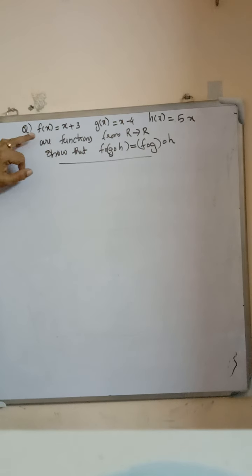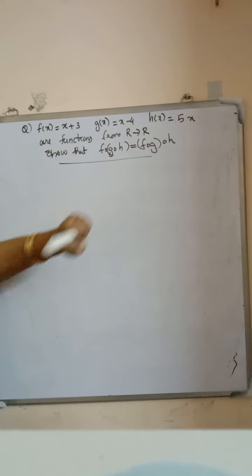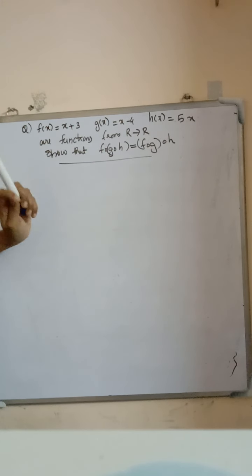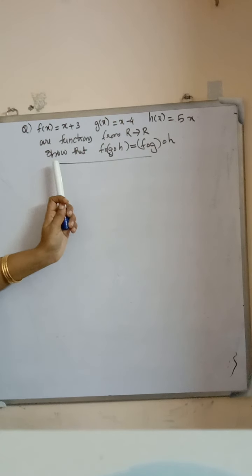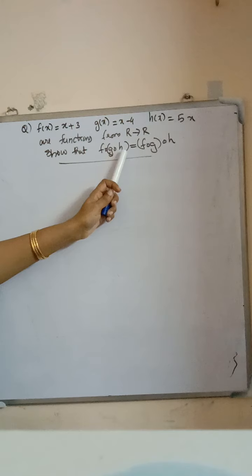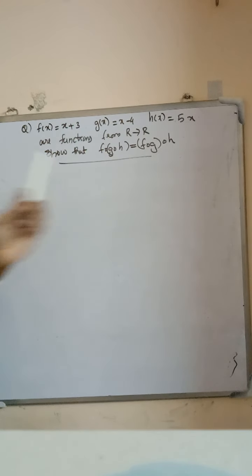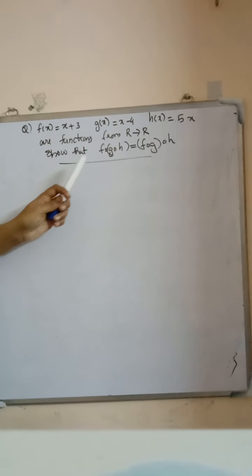Another problem. f of x equal to x plus 3, g of x is equal to x minus 4, h of x equal to 5x are functions from R to R. Then show that f composition (g composition h) equals (f composition g) composition h. That is, we have to prove that the operation composition is associative.